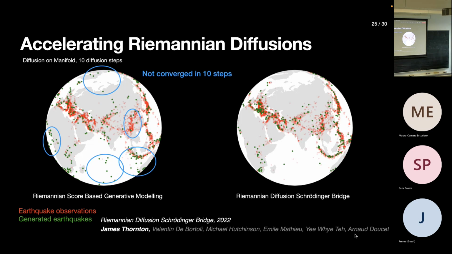Here we're just generating likely spots of earthquakes. Actually, I think these are fault lines. But yeah, I don't think it's super useful, because it's like density estimation basically.